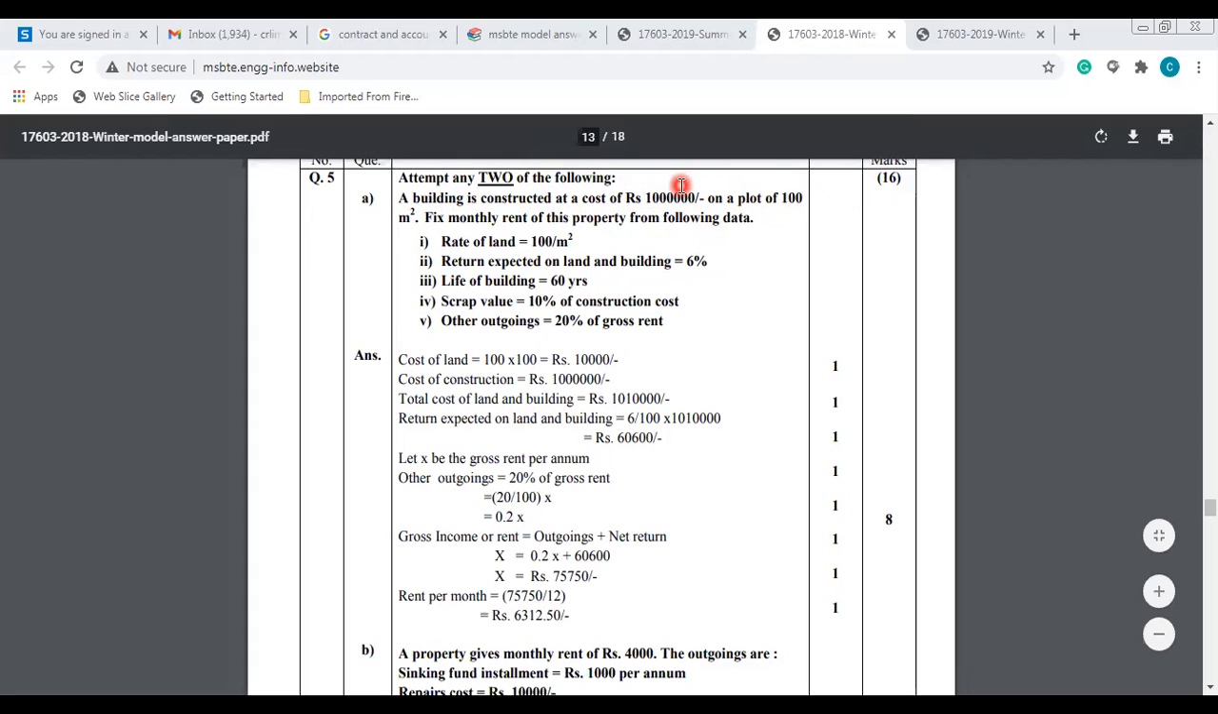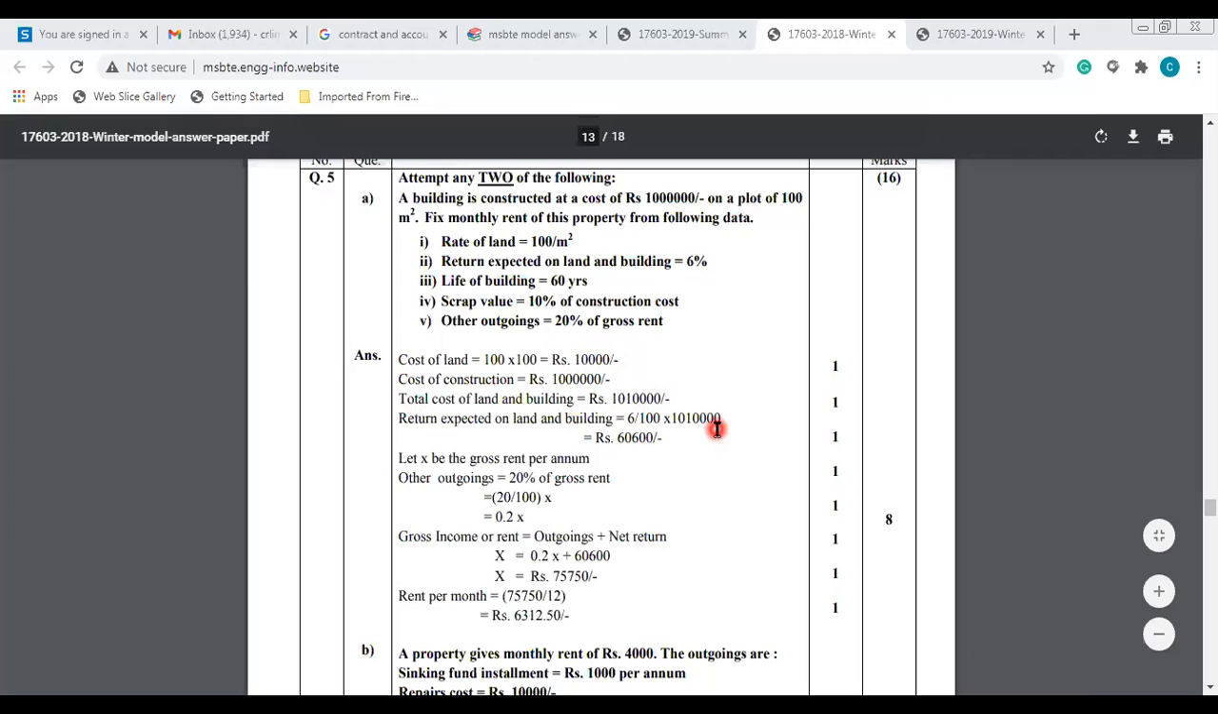Cost of construction required is 10 lakh rupees. Rate of land is 100 rupees per meter square. So cost of land equals the area multiplied by the rate, 100 multiplied by 100, that comes as rupees 10,000. Then the cost of construction they have mentioned is rupees 10 lakh. There are six zeros: one, two, three, four, five, six. Yes, 10 lakh rupees. So total cost of building plus land equals 10 lakh plus 10,000, that is 10 lakh 10,000 rupees.